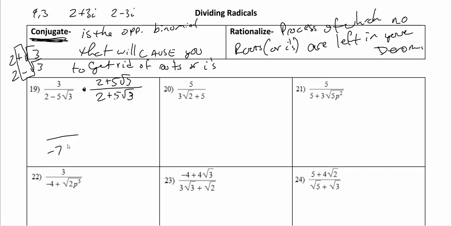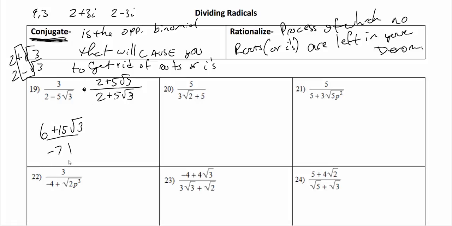Okay, we said our denominator was negative 71. Now we're going to distribute just like I did up top in the multiplication. 3 times 2 is 6. 3 times 5 is 15 root 3. Remember I said that insides go with insides, outsides with outsides.